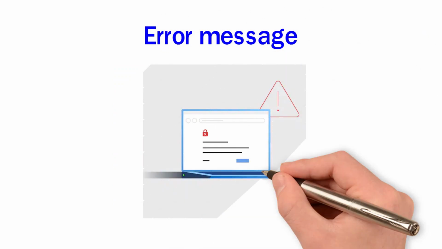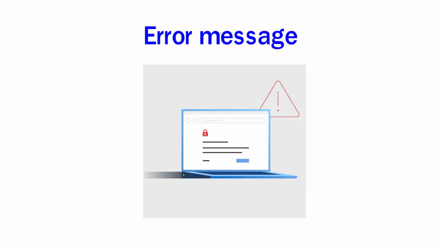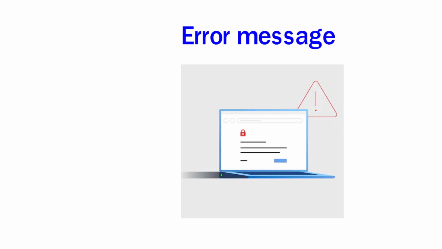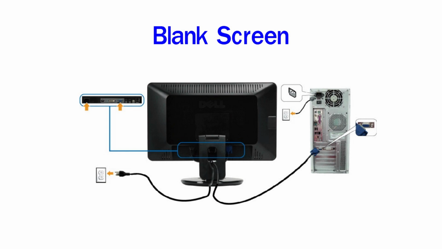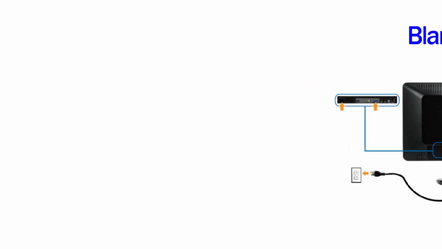Error message. When you push the wrong button, sometimes the computer will send you an error message. This means that what you tried to do isn't possible. Blank screen. The computer is on, but the screen is blank. In this case, it is necessary to check that the monitor is plugged into a power source and the connection between the monitor and computer is secure.